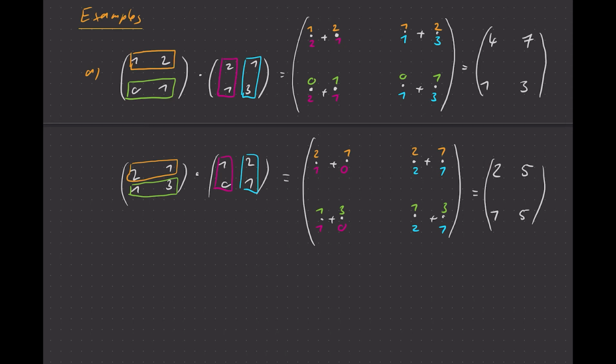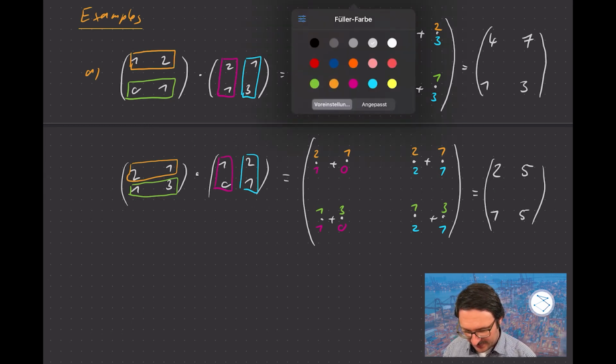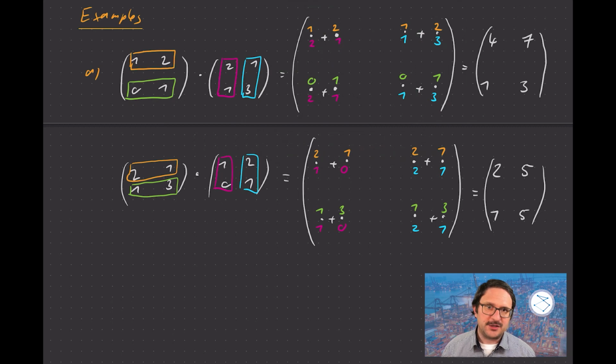And I'll compare the two results. Here's the results that we have. First one, second one. Obviously, the results are very different. So what we learned from this example here is that matrix multiplication is usually not commutative. The order of the two matrices matters. The result will generally be different if you change the order.